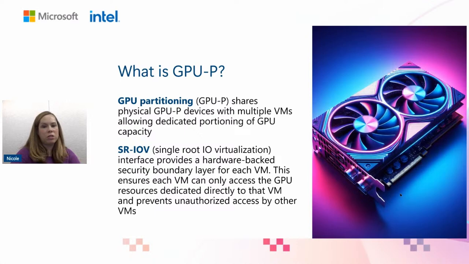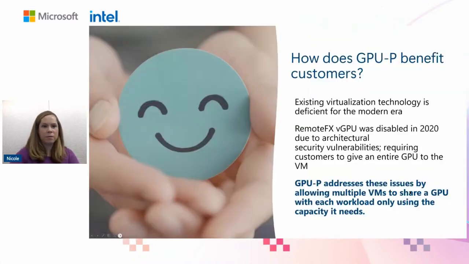Since keeping workloads secure is a top priority, the GPUP feature uses the SR-IOV interface to create a hardware-backed security boundary layer for each VM. This ensures each VM only has access to the GPU resources dedicated to that specific VM, preventing unauthorized access from other VMs. Let's now look at a few ways GPUP brings value and benefits for our customers.